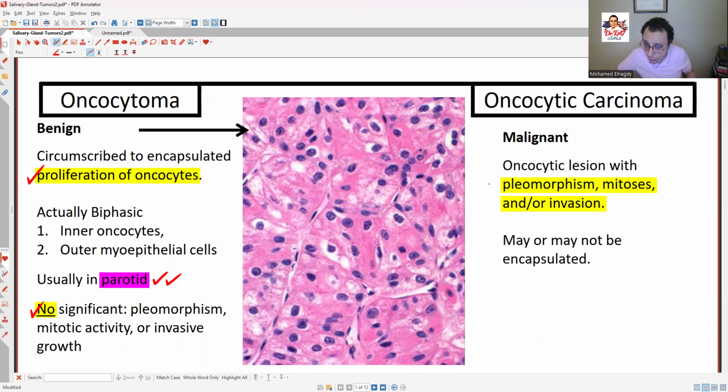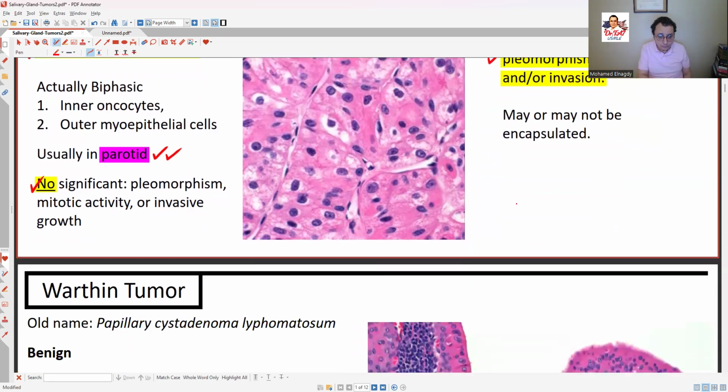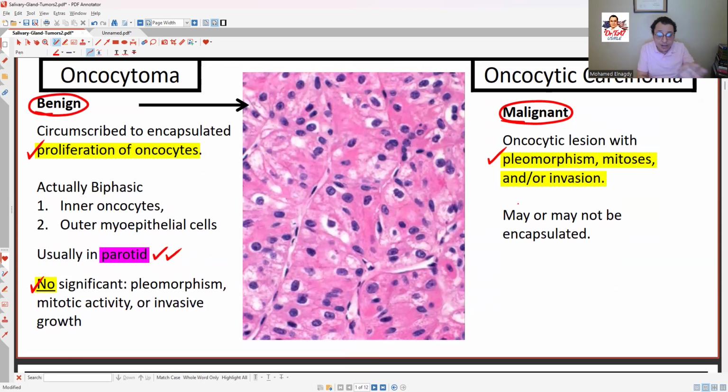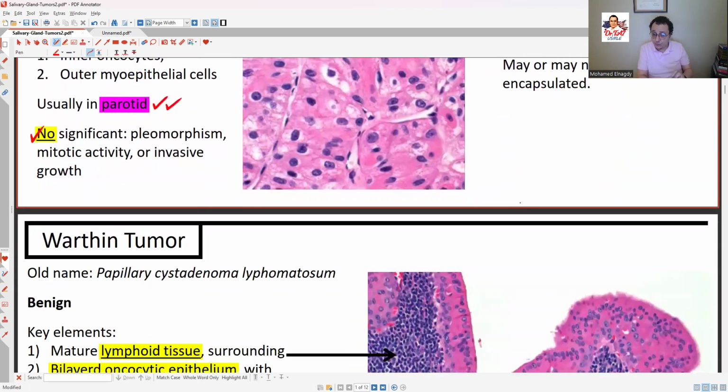However, if you see pleomorphism, mitosis, invasion of the capsule, you feel like the mass is sending out invasion into the surrounding glandular tissue. That's when you start calling or suspecting oncocytic carcinoma, which is rare, by the way. Usually most of the patients would have oncocytoma rather than oncocytic carcinoma. That's the first entity. Very easy and very catchy for the eye.